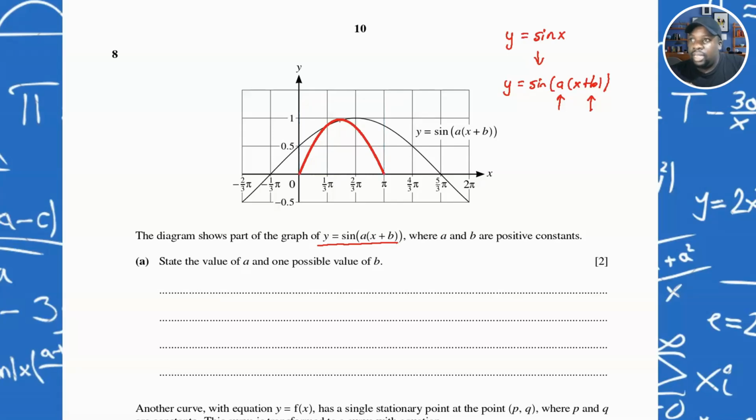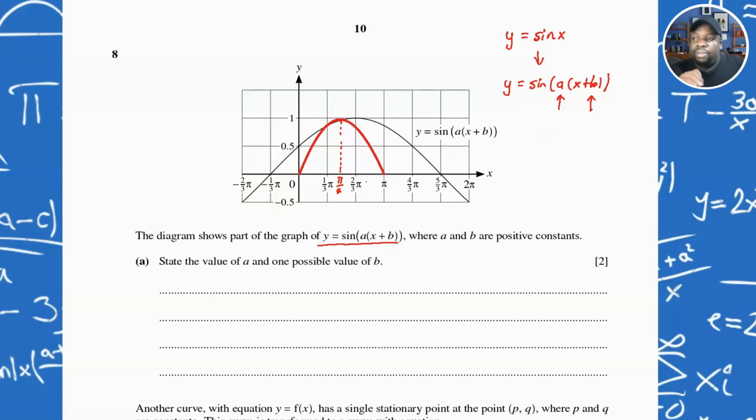We know that, right? It should be having a maximum value at pi over 2. This is just a small part of the graph of sine, and we are doing this just for us to understand what kind of transformation has happened, and that will actually help us determine what the value of a and the value of b is.